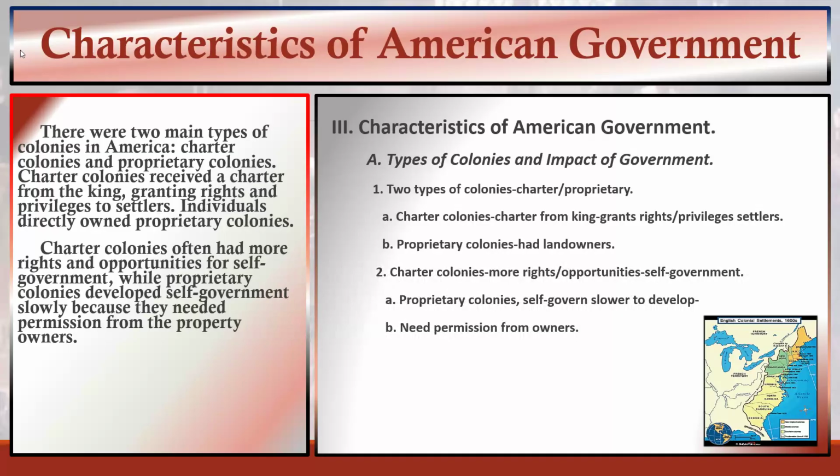And you can see charter colonies, more rights, opportunities for self-government. Proprietary colonies, self-governed, slower to develop. Again, you need permission from the owner. So if you have something along those lines, notice these paragraphs are rather short. And because of that, I have just like a 1A, B, 2A, B. Shorter paragraphs will be that way.